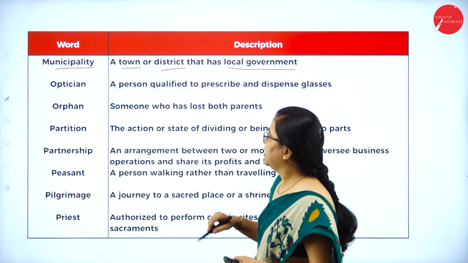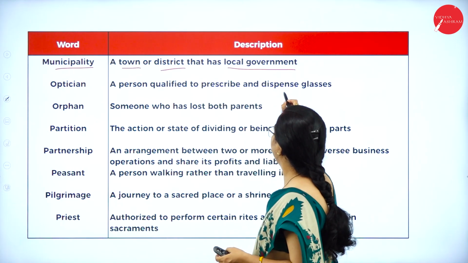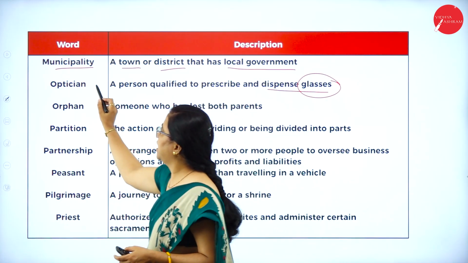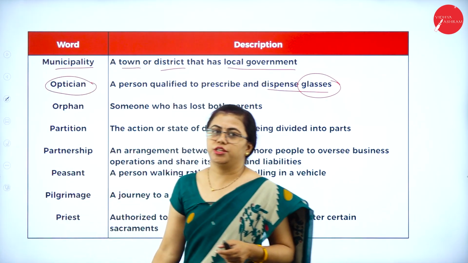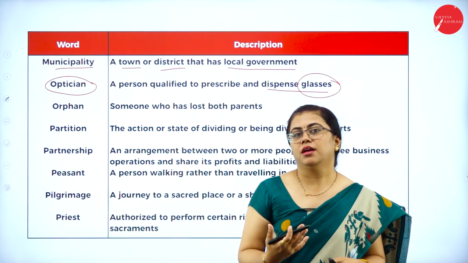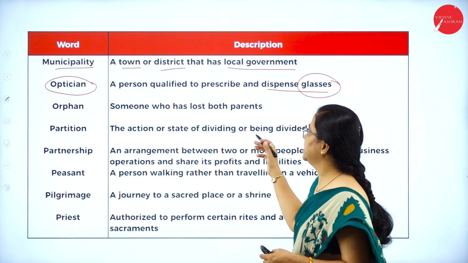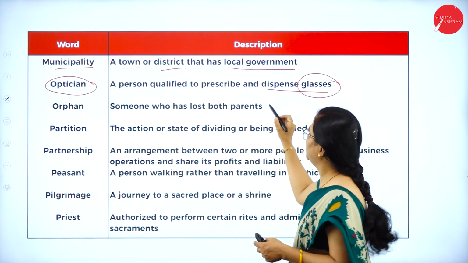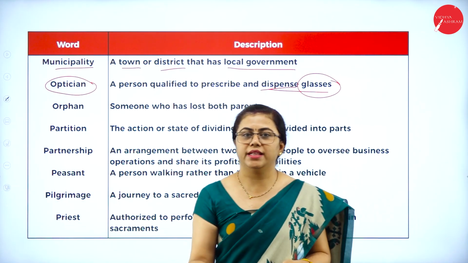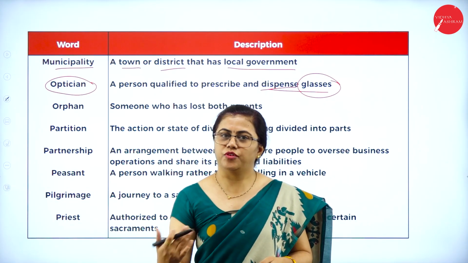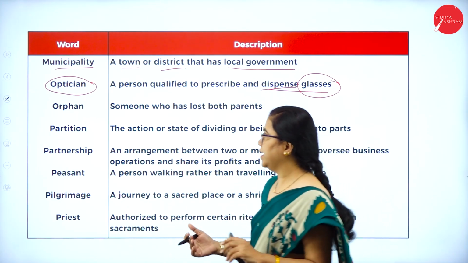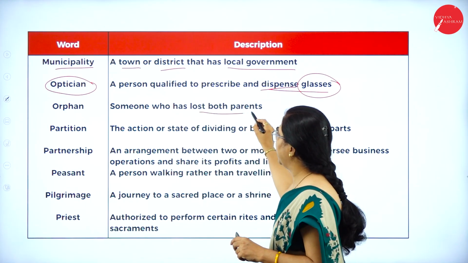Okay, then we have this, a person qualified to prescribe and dispense glasses. Glasses, that is the specs, that person is called an optician. Optician or ophthalmologist. Ophthalmologist is a doctor. But optician has the license in order to dispense also, means he can sell it also. Margaya obtains a pair of specs from the optician, or I am working as an optician. Very simple sentence.